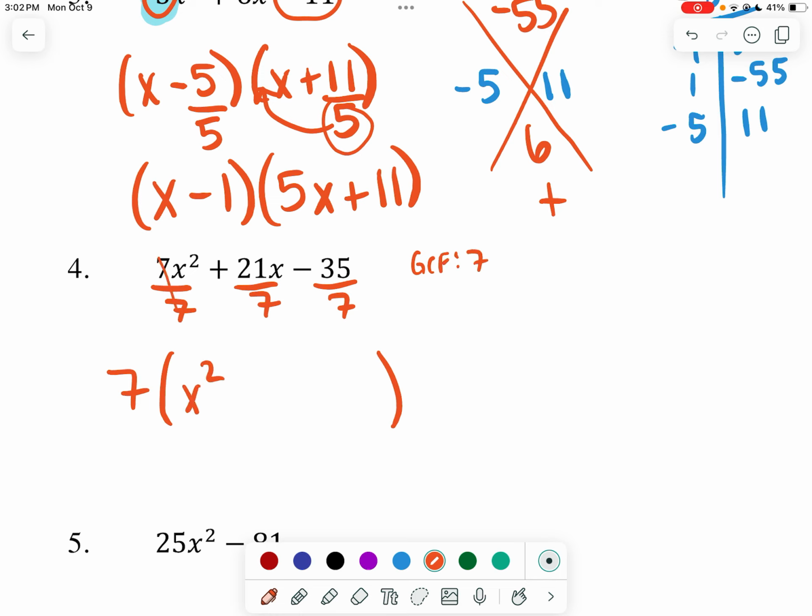So I would be left with x squared. 21 divided by 7, that's a positive 3. And I leave the x. And then there's a minus sign. And then 35 divided by 7, that's 5.